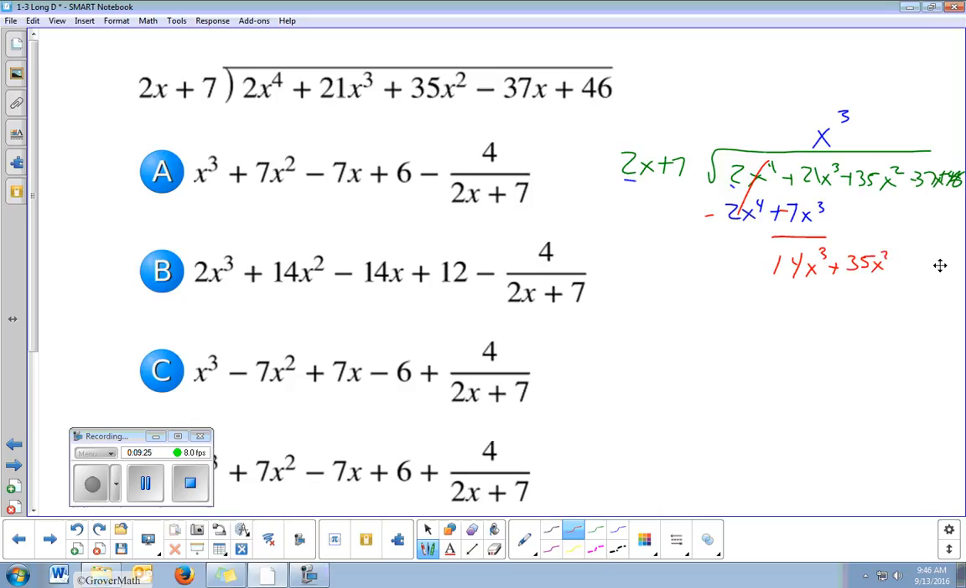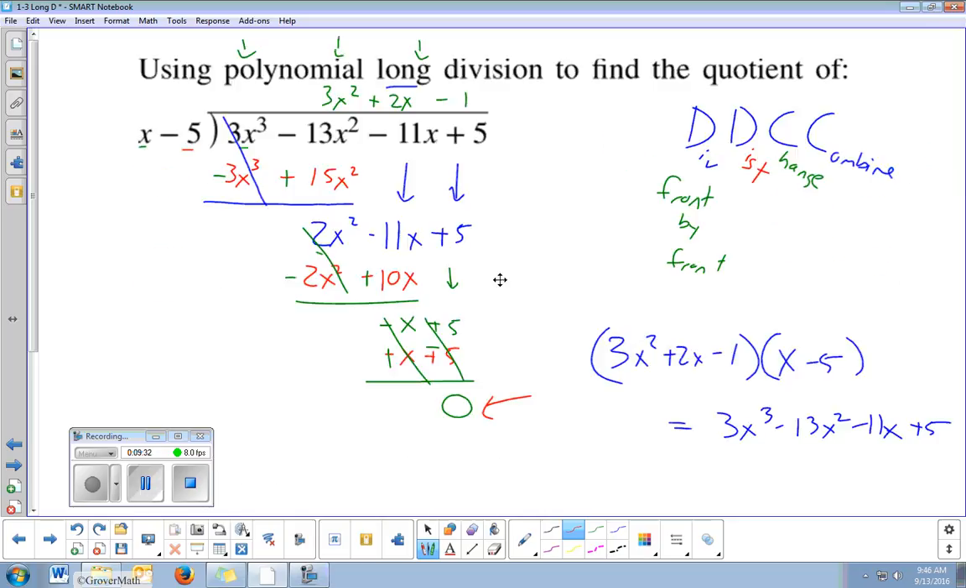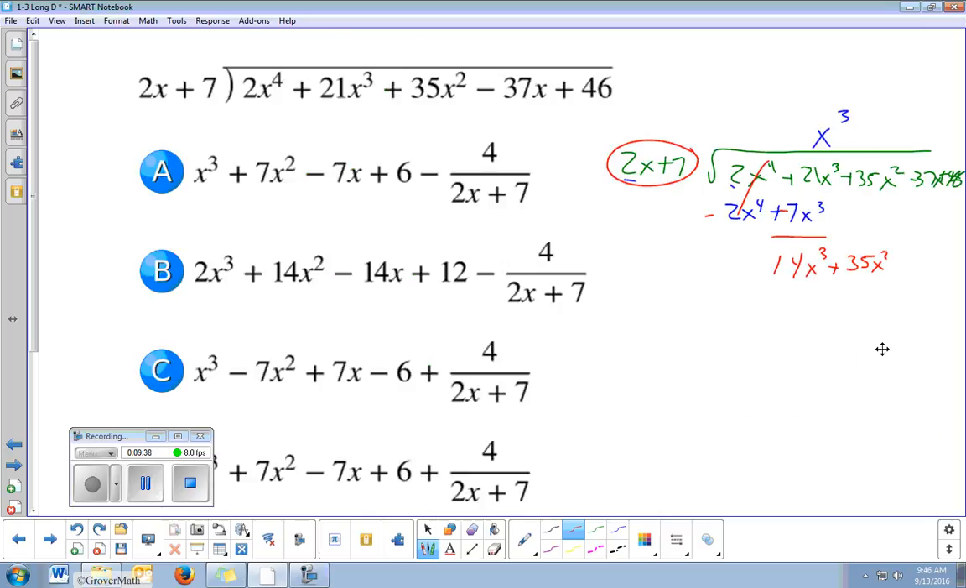You could bring down every piece every time, but because I'm working with a binomial divisor, I could just do 2 at a time. If you look over here, this plus 5 I brought down, I really didn't use it until I brought it down a second time. So you could bring down each time or as you need the next piece. All right, then I divide the front. 14x cubed by 2x is 7x squared.